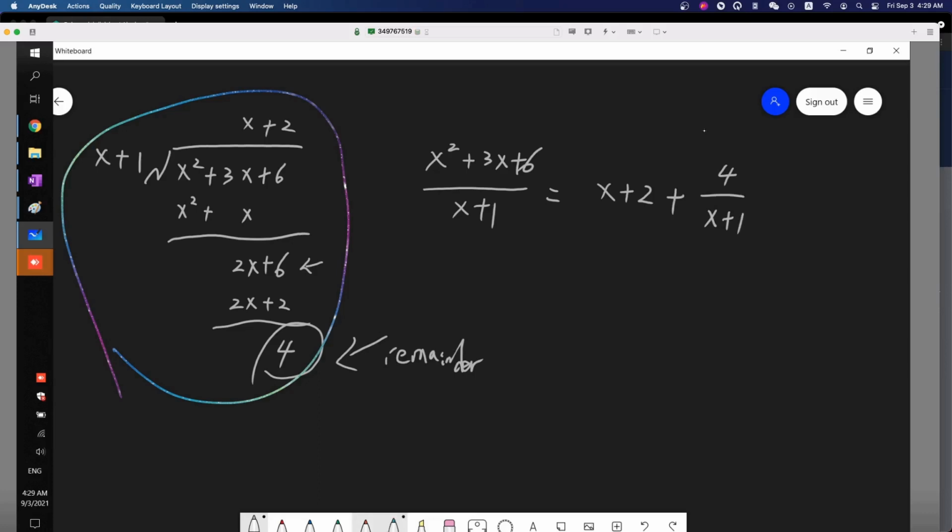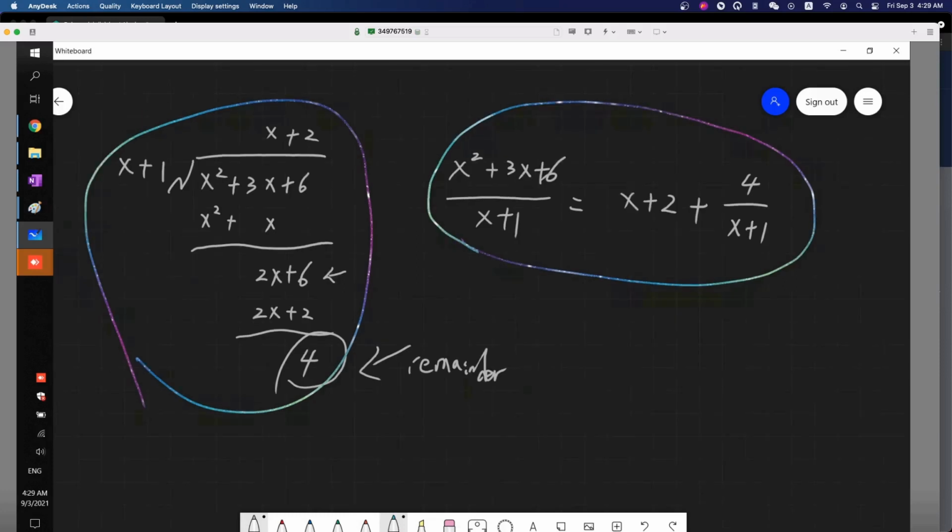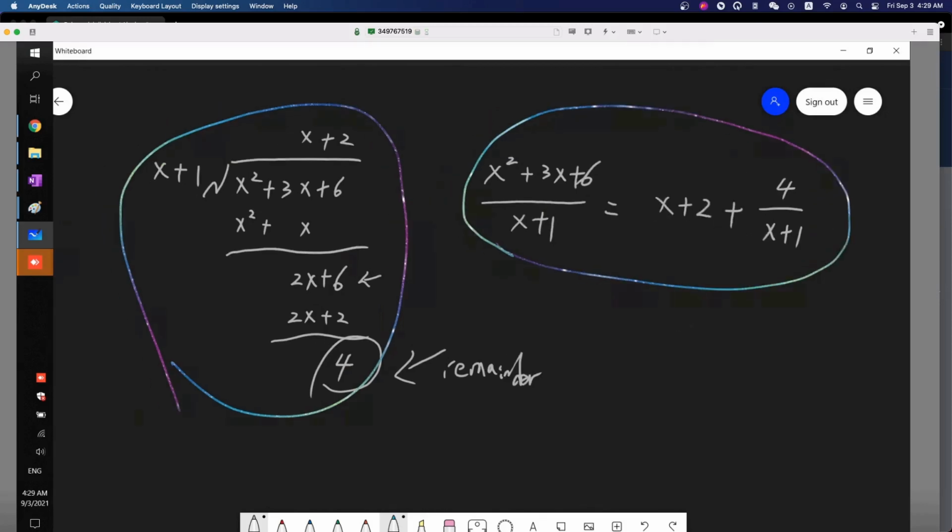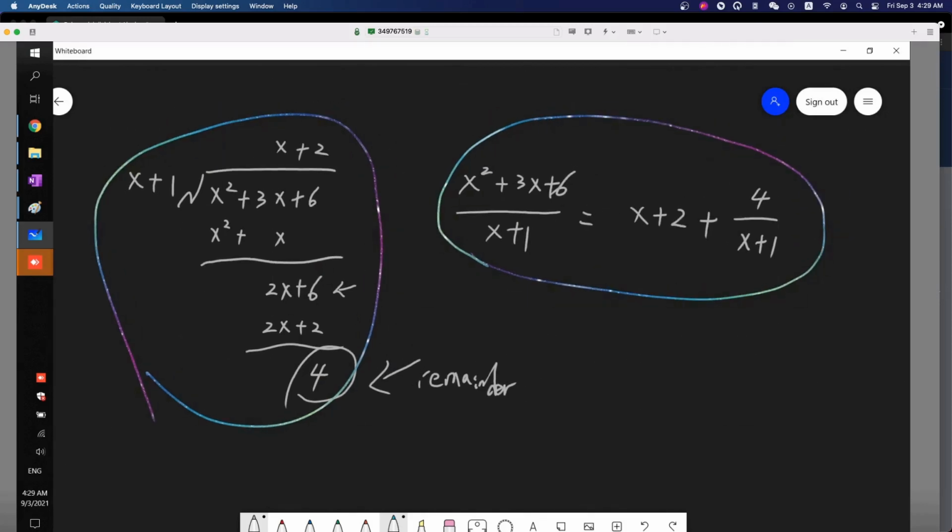I must say this is quite new to me. I didn't know this method before, so that's probably why I always couldn't solve polynomial division before, because I don't know how to do it, right? Then how can I get it right? Especially in the exam, I didn't know that, right?